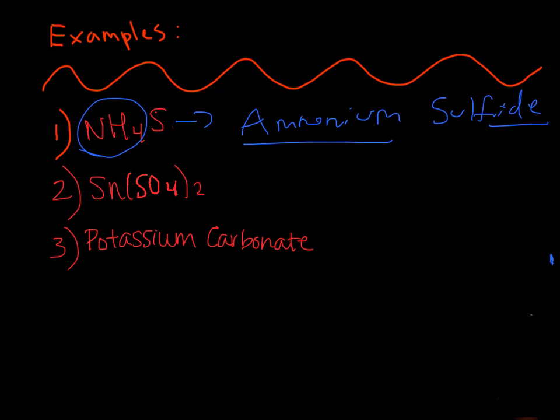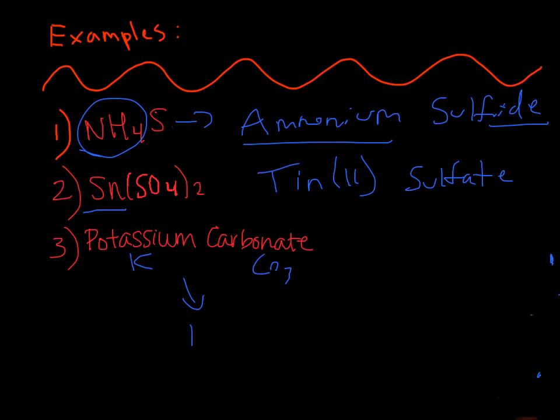And then for the second one, we have a variable charge metal. So we will do tin, Roman numeral 2, sulfate. And then if you look on the bottom of your notes, there's a little section on writing formulas from names. It's just the opposite. So potassium carbonate is CO3, so that would be KCO3. So you can do that for any of the ones you want.